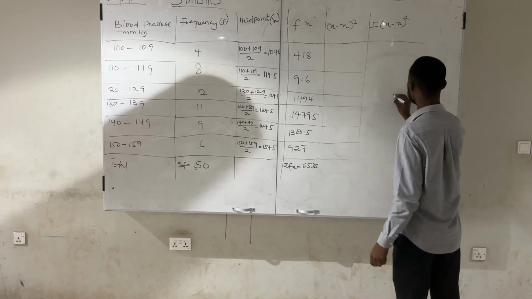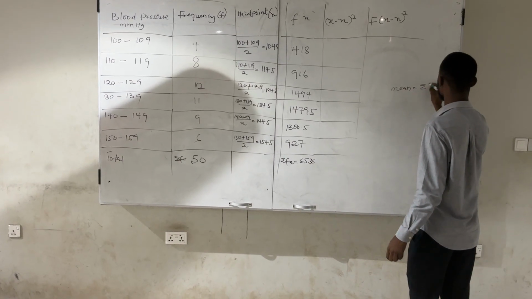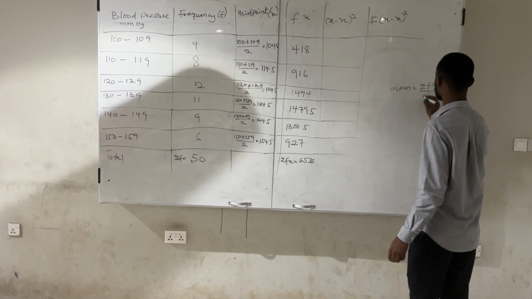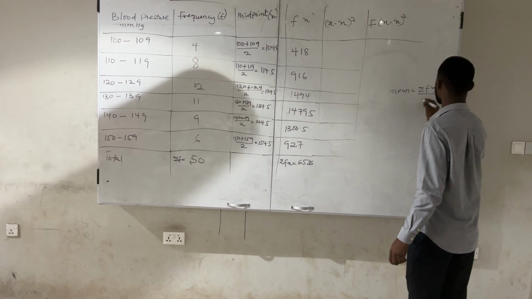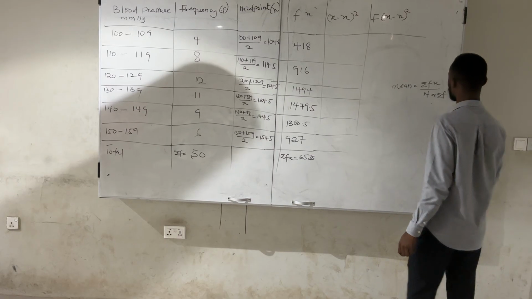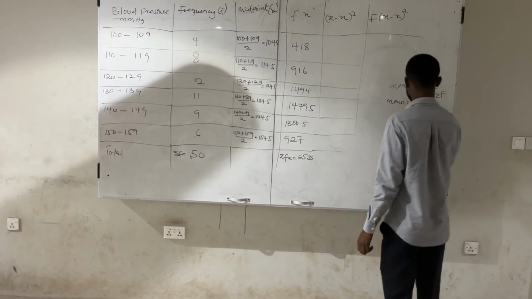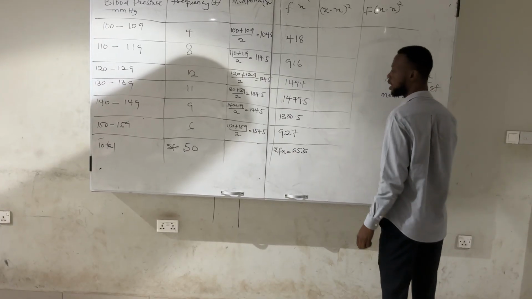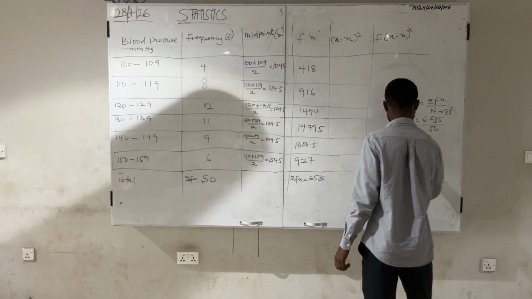So we know that mean equals sum of f of x over n, which is the same as sum of f. So therefore mean will be equal to 6,535 all over 50, which is 130.7.